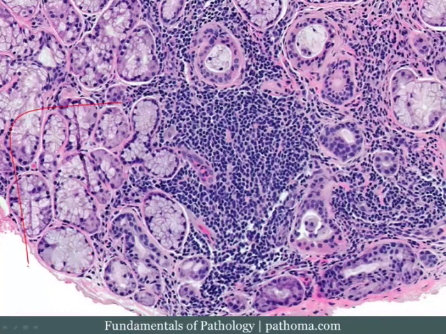On the left again, this is relatively normal. When you move away from the left and you come to the center, you notice that there is this lymphocytic infiltrate, which is destroying some of the salivary gland. And so this would help us to make a diagnosis of Sjogren's syndrome.